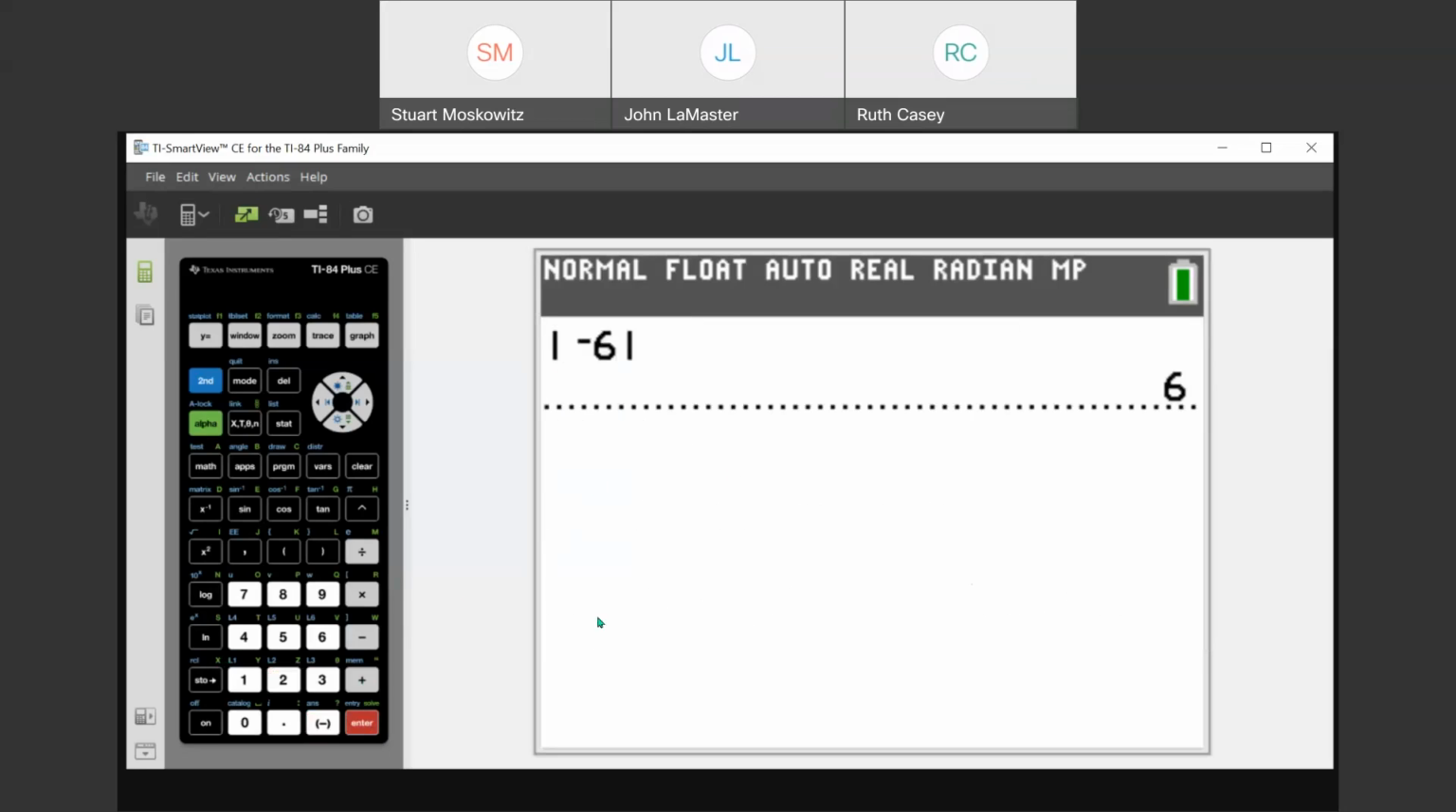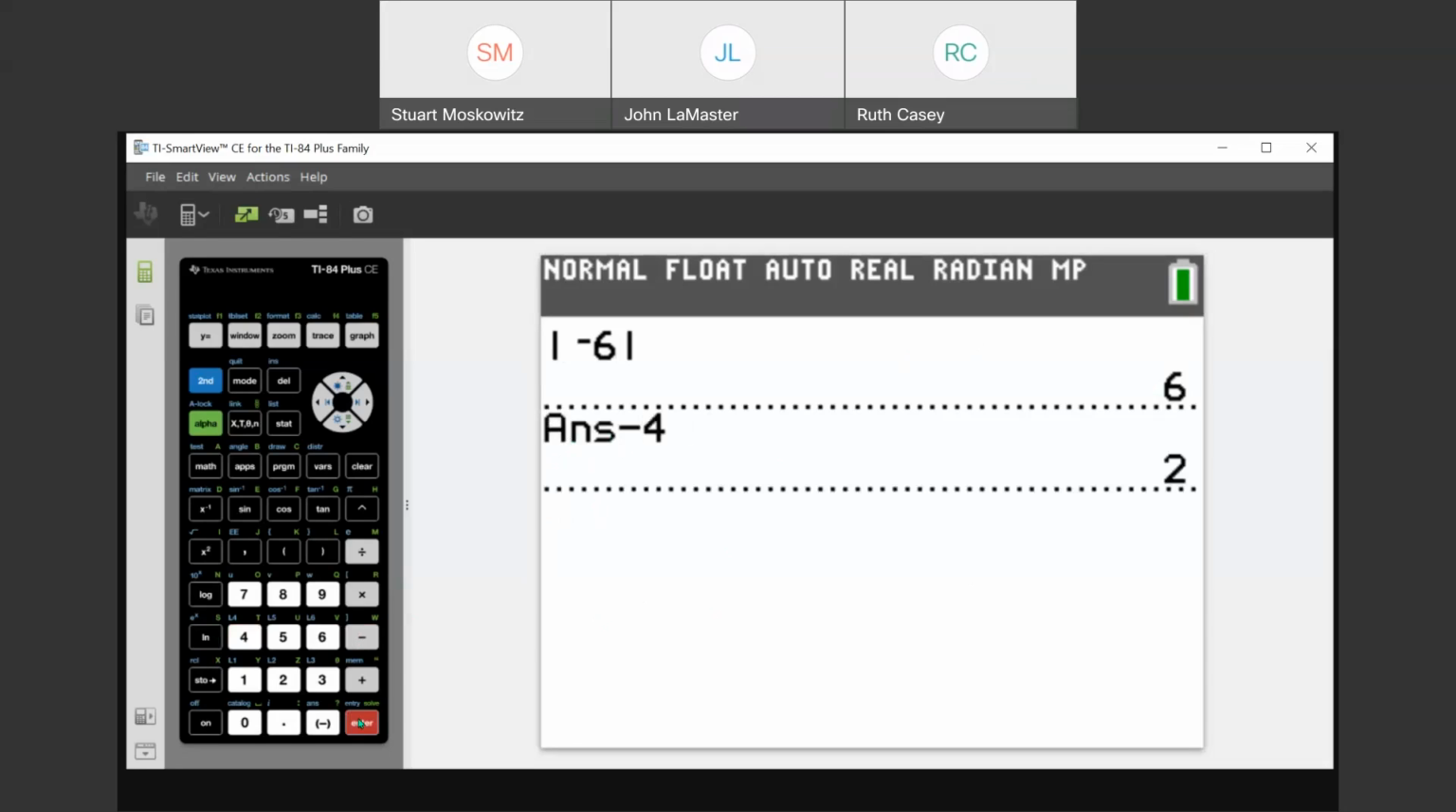This idea of binary operations: if I want to take that 6 and subtract 4, notice I didn't type answer, I just hit subtraction. And the calculator knows that subtraction is a binary operation. If you don't put an argument in front of it, it's going to by default grab the previous answer. So even though I didn't type 6, it's going to go grab it.